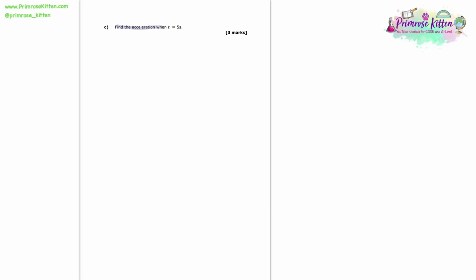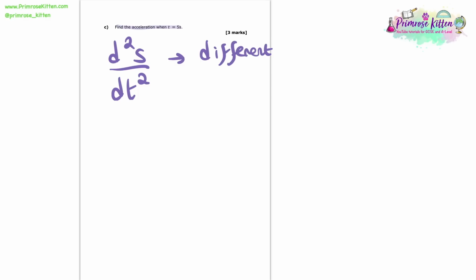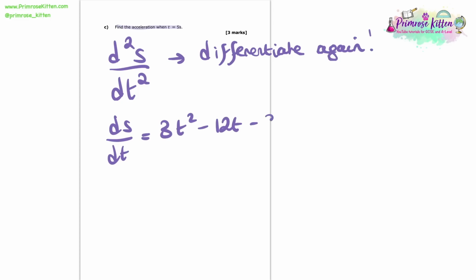Here we need to find the acceleration when t equals 5. Now we should recognise that the double differential of s is the acceleration. And well, let's think about it. We differentiated s once in the previous question. And so to get what we need here for the acceleration, we need to differentiate again. We're going to take the answer that we got for part B and we're going to differentiate that again to get the acceleration. So we said that ds/dt was equal to 3t squared minus 12t minus 36.